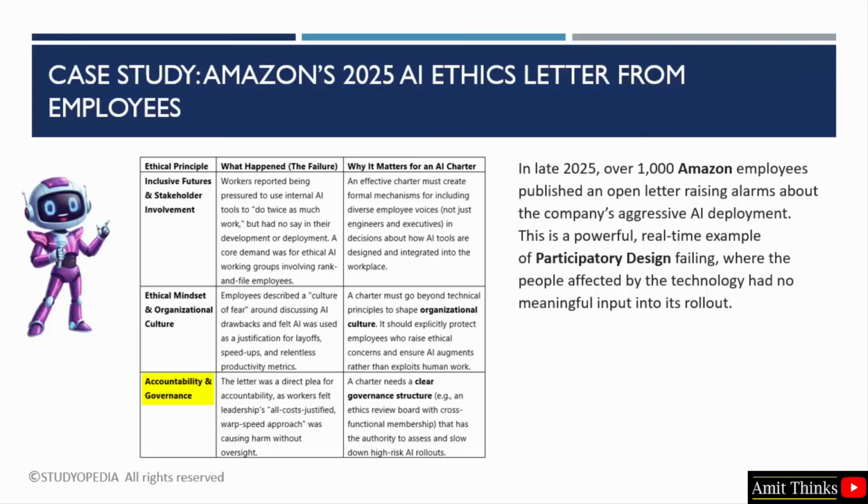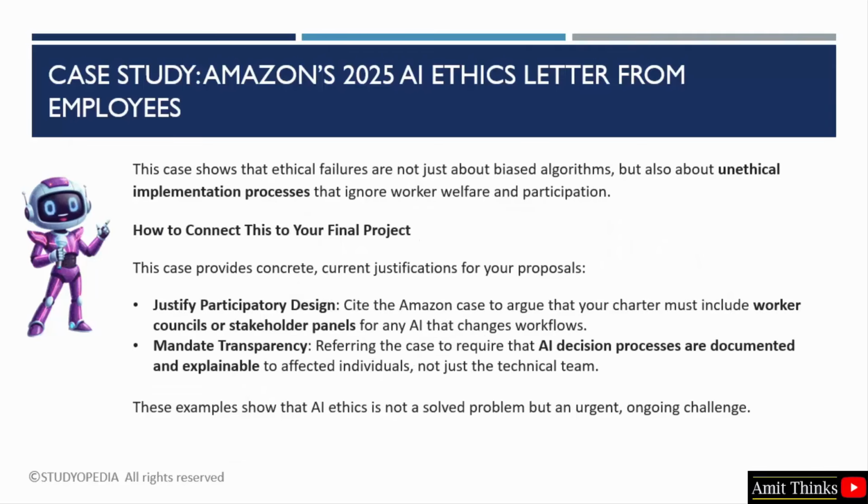The next principle is accountability and governance. The letter demanded oversight, criticizing leadership's reckless, unchecked AI expansion. It matters because a charter needs enforceable governance, like a cross-functional ethics board, to evaluate and slow risky AI deployments. This case shows that ethical failures go beyond biased algorithms. They include harmful implementation that overlooks worker input and well-being.